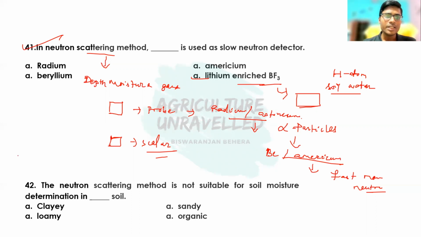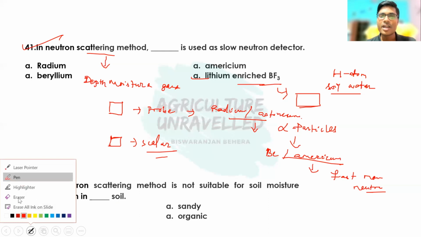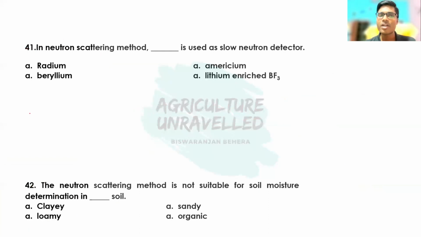Okay. Then coming to the next question, that is the neutron scattering method is not suitable for soil moisture determination in which soil? So here the correct answer of this question is it is not suitable for organic soils. Why is it so? Because in organic soils, organic matters are present in which hydrogen atoms are also there. So when we use this method in organic soil, there is a chance that some of the fast moving neutrons can collide with the hydrogen atoms of the organic matter. As a result, this will give some faulty readings. That is the reason why the neutron scattering method cannot be used in organic soil.